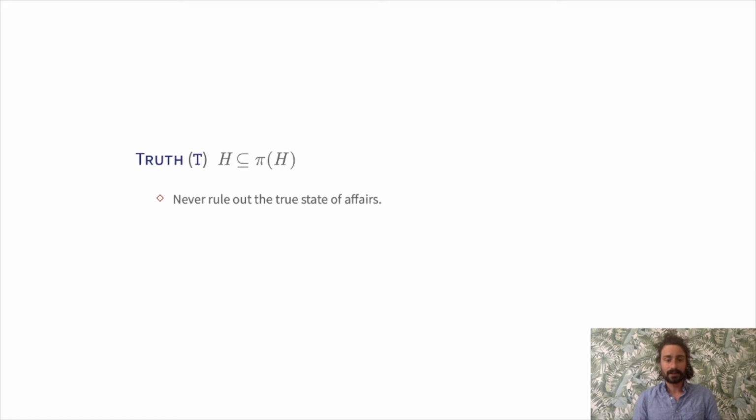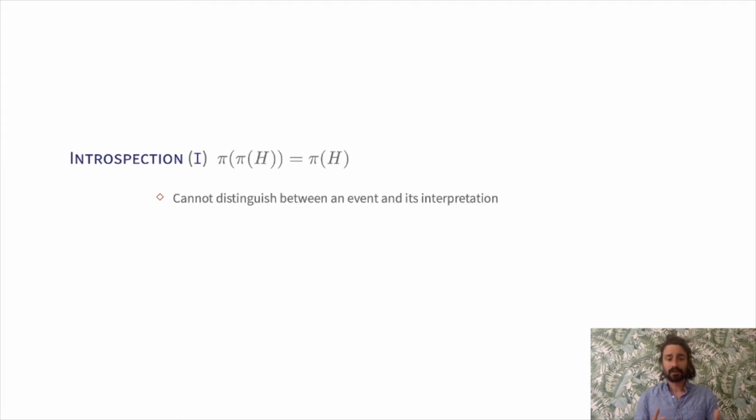Truth says that the decision maker never rules out the true state of affairs. So for any contingency, any state in the state space, if it's in H, it's also in the interpretation of H. The second is introspection. The decision maker cannot distinguish between her interpretation of an event and the event itself. So if she looks at H, she interprets it as pi of H, and if she then further interprets that event, it has to stay the same. Because if these were different events, then the decision maker could understand introspectively that she has a flawed view of the world, because when she keeps interpreting the same thing over and over again, it keeps moving.